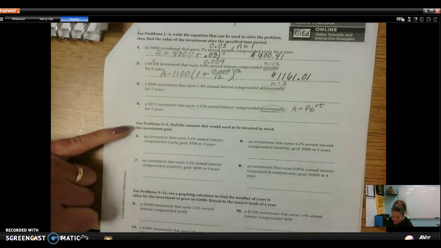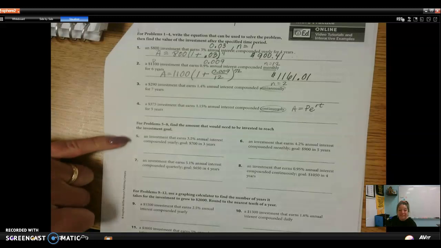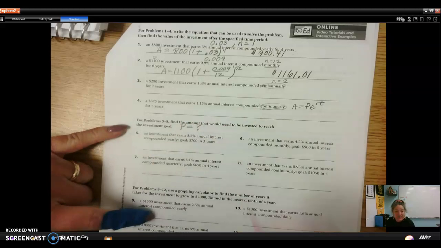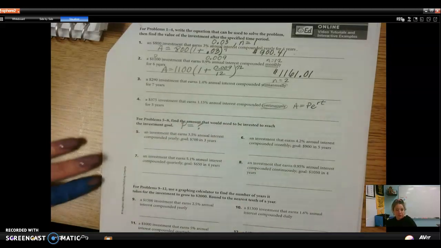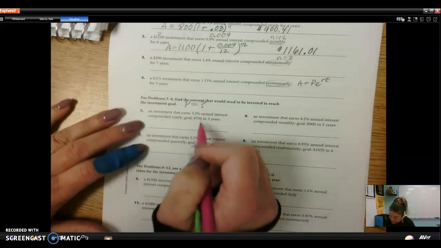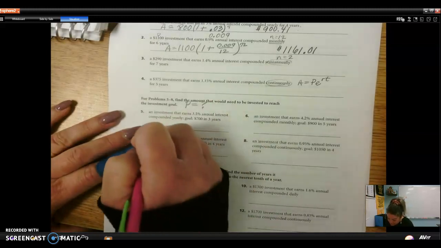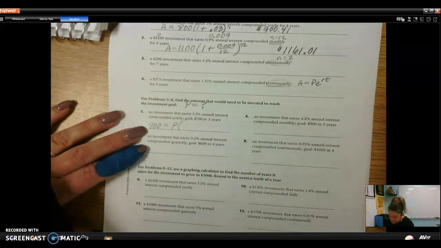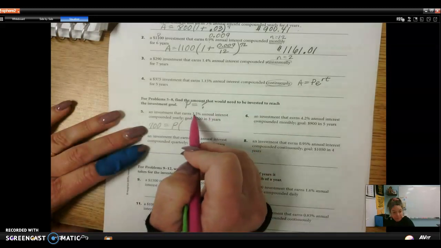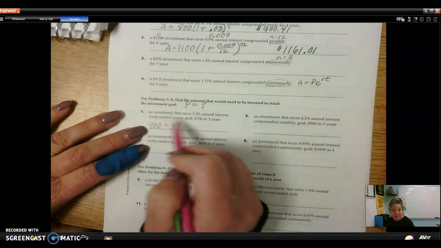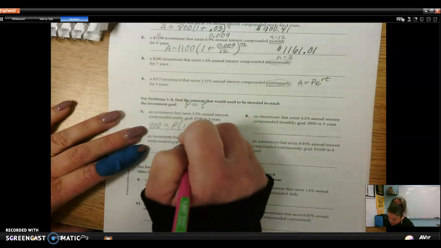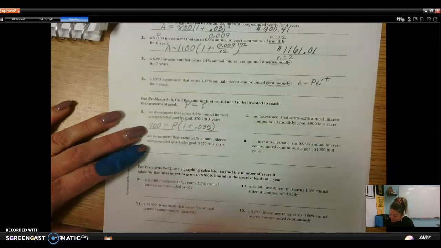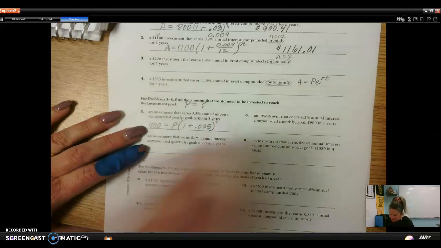The directions for number 5 say to find the amount that would be needed to invest. So you're finding for this one the initial amount every time. So P is what you don't know. All right, so here we go. Our goal is 700. That's the amount we want at the end. P, I don't know, so I'm going to put a P. This is 3.5% annual interest compounded yearly. So I'm going to do 1 plus 0.035. And this is happening for 3 years, so to the 3rd power.